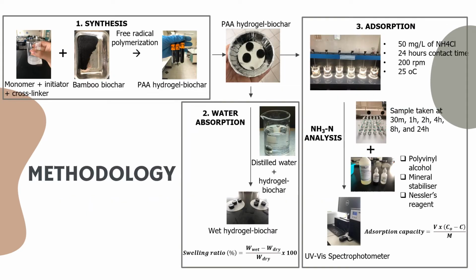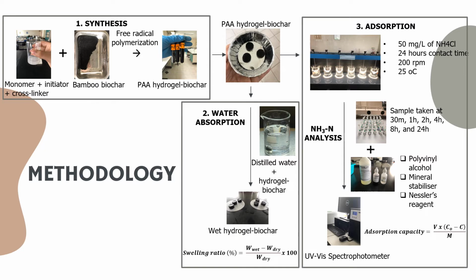Moving on to methodology. Firstly, the biochar was added into a solution containing monomer, initiator, and crosslinker. The solution was led to undergo free radical polymerization to form polyacrylic acid hydrogel biochar. Secondly, water absorption was conducted by immersing the hydrogel biochar into distilled water, and the swelling ratio was analyzed.